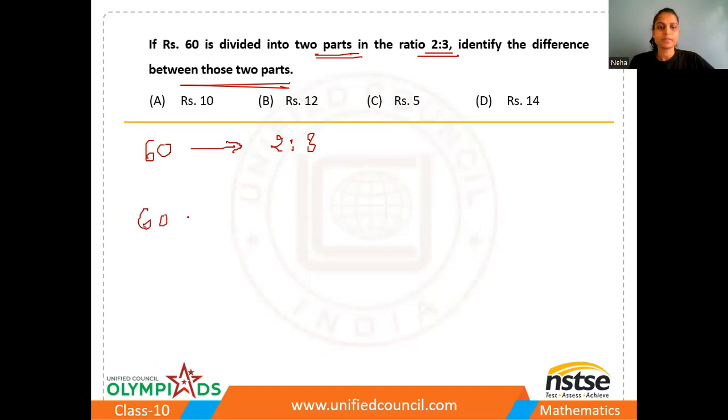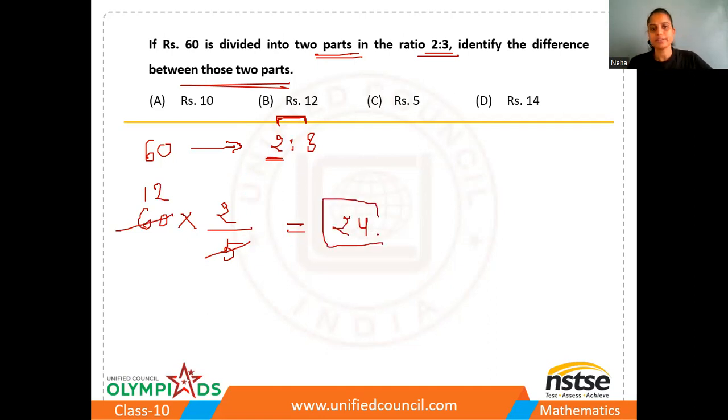First, 60 multiplied by the first part, which is 2. Just write the addition of these two numbers in the denominator. So 3 plus 2 is 5. Clear? Now 12 times 2 is 24. So the first portion is 24.